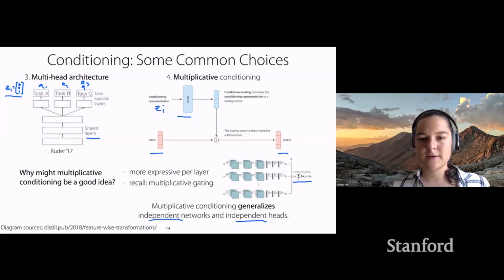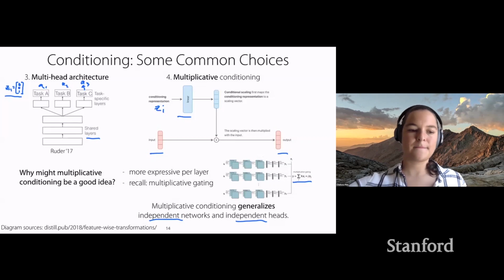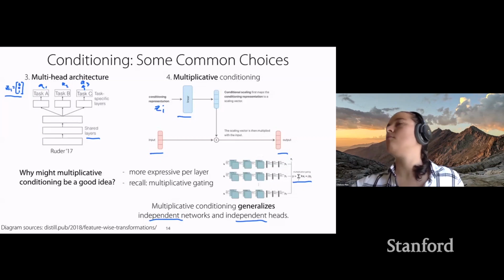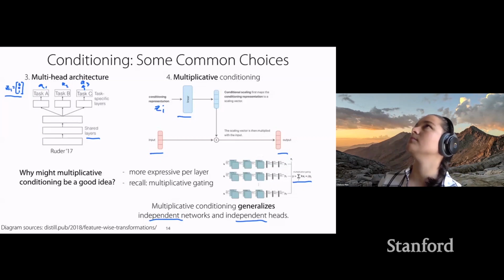Hi, yeah, I had a question about attention. I can't really say I understand attention too well, but I was wondering if that's a way of implementing multiplicative conditioning, and also if that's a way of getting a more dense representation of the task information.